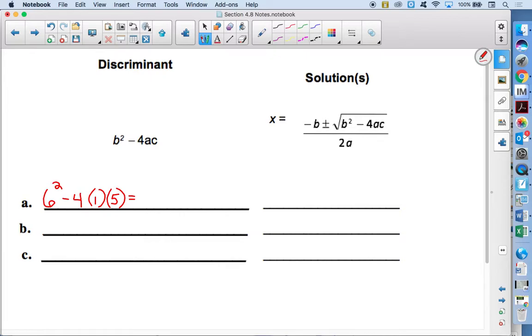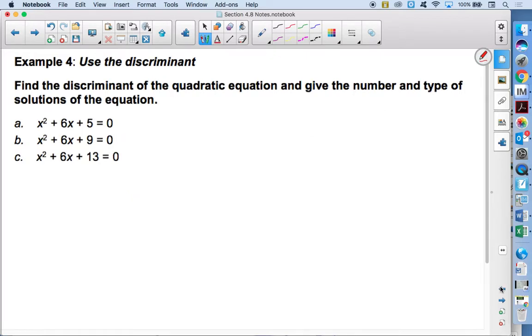So we're using this problem right here. I'm taking the numbers from this problem: a is 1, b is 6, c is 5. And I'm just plugging them down below.